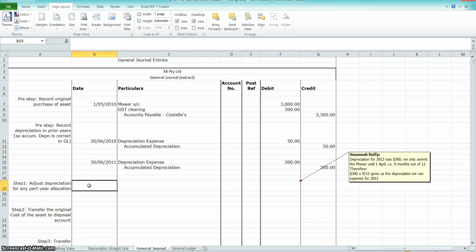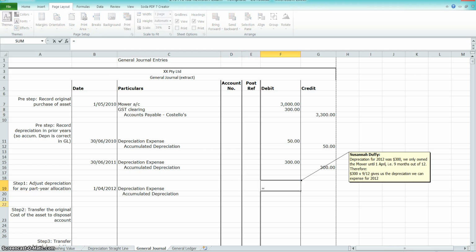So this is the first step in that list in the textbook. In this step, we're adjusting depreciation for any part year allocation. So in 2012, we sold the mower on the 1st of April. So on the 1st of April, 2012, we'll record depreciation up until that point. So it's the same accounts that you've been using so far to record depreciation.